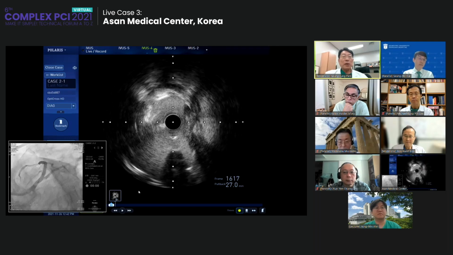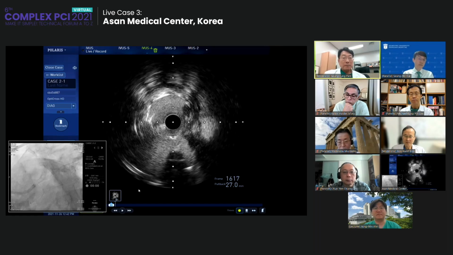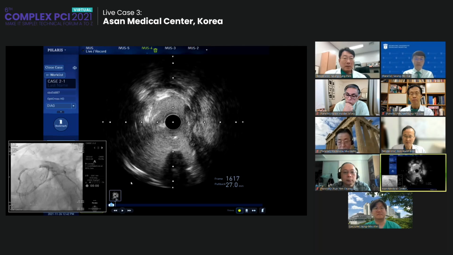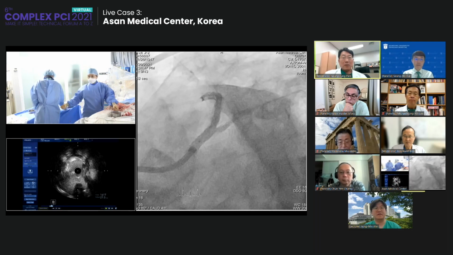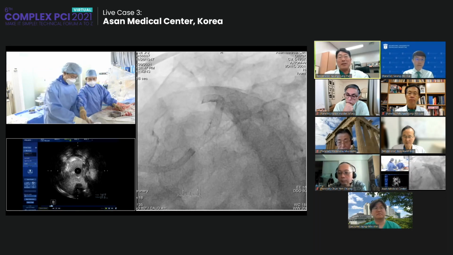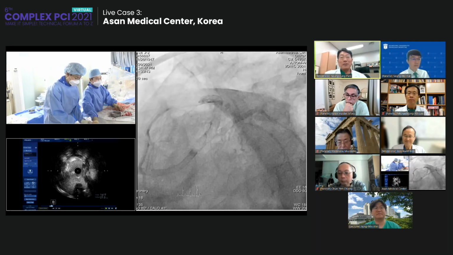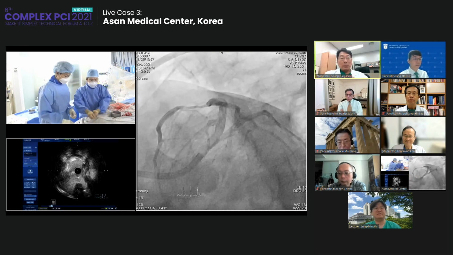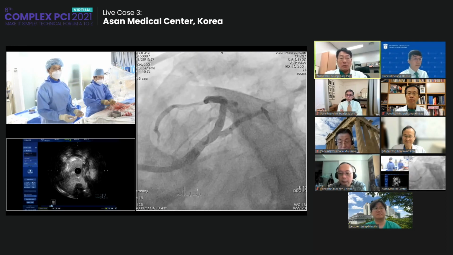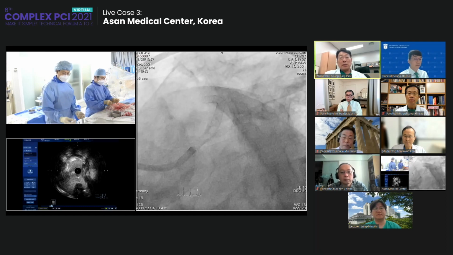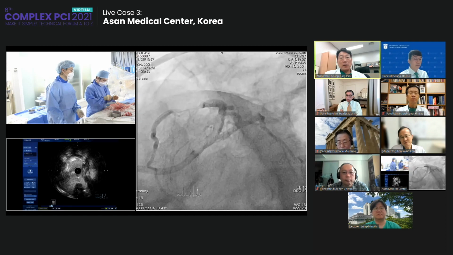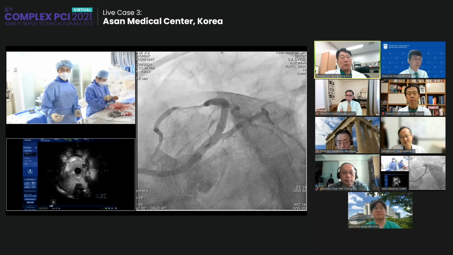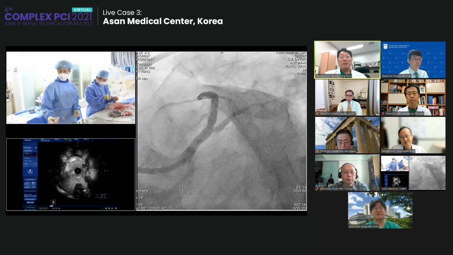So would you check the FFR again for the LED? Okay, we didn't, but we will perform it. Give me the FFR wire. Not yet? Yeah, not yet. All right. Anyway, we are just interested in the proximal part. You have to check FFR again. Visually it is a very long intermediate disease, distal part of the stent area. However, I believe it is 0.8, 0.79 something, right? All right, you have to check.